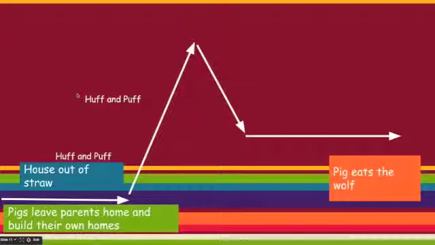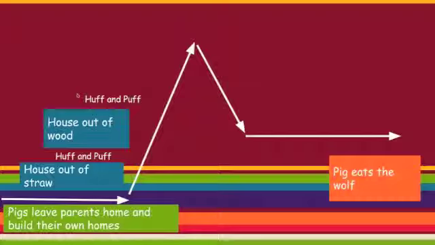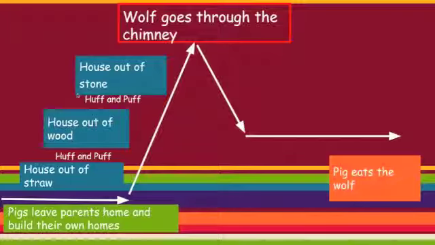Next, someone makes a house out of straw, and then the wolf huffs and puffs and he blows that house down. Then someone makes a house out of wood. Once again, the wolf huffs and puffs and blows the house down. Then a really smart pig makes a house out of stone. The wolf huffs and puffs, but he cannot blow that house down. So we reach our climax.